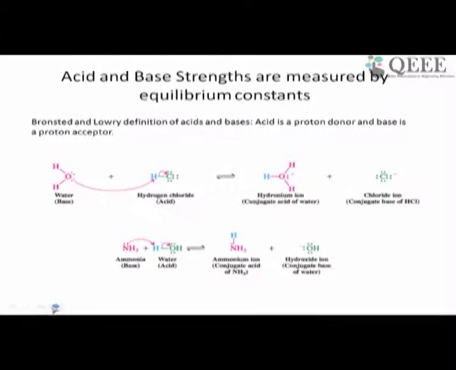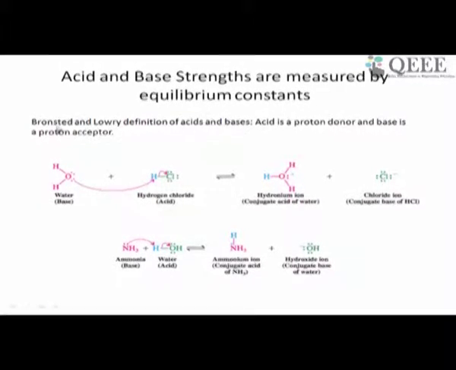So now let's see the acid-base strengths and how they are measured by the equilibrium constant. We have just seen what an equilibrium is. An equilibrium is a state wherein starting material converts to product and then stops. That's what an equilibrium is.